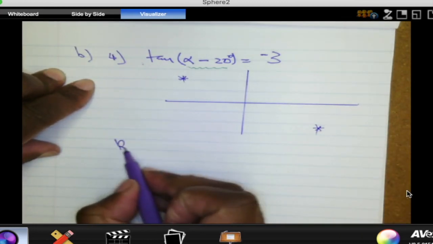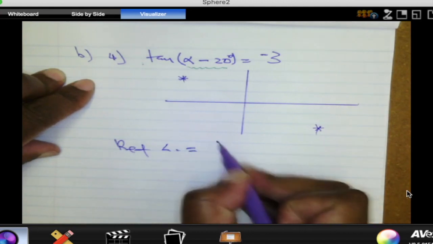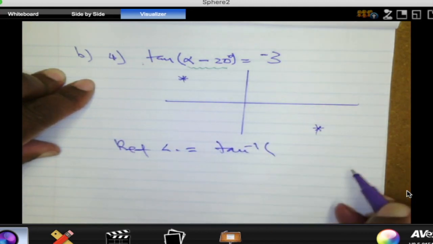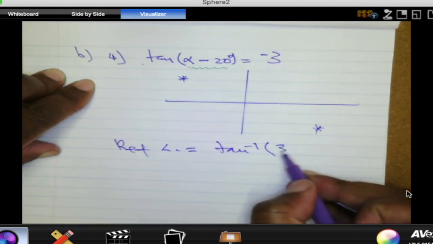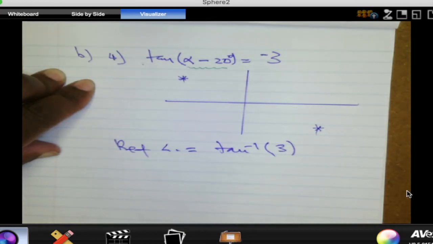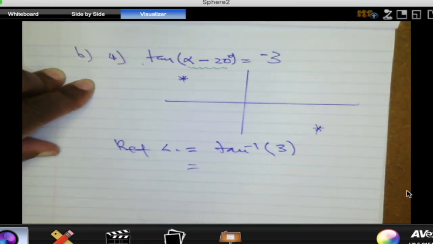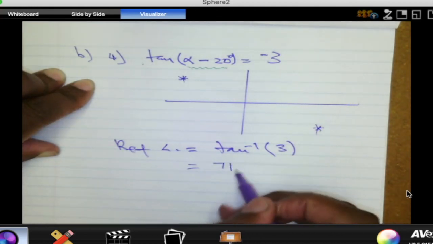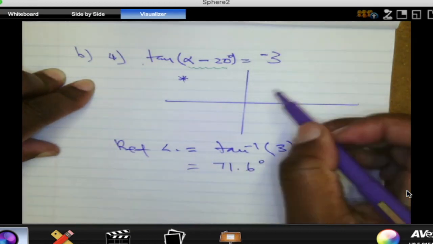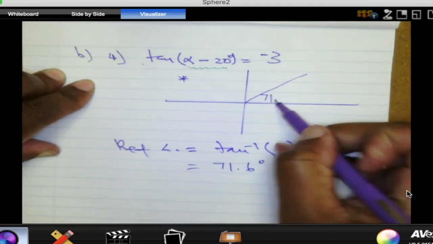Now, next thing, work out the reference angle. So the reference angle is equal to shift tan of 3. We ignore that negative sign because we are looking for the reference angle, and this reference angle will be in the first quadrant. So what is shift tan of 3? We can make it one decimal place. It is 71,6 degrees. So we know that our reference angle is 71,6.